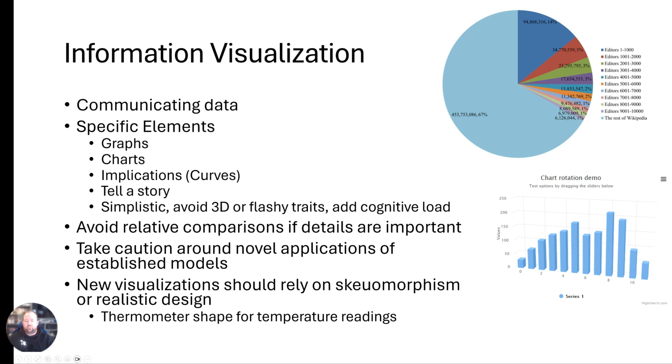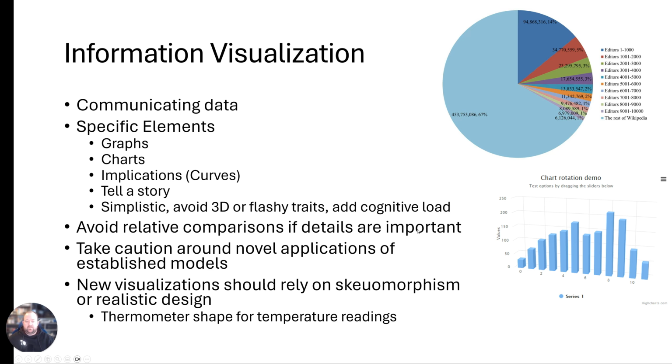Now information visualization. We'll go into this in a little more detail later too, but just the basics, right? We use information visualization to communicate data. This is leveraging our visual processing to understand what would basically be considered textual or auditory information. So we use charts and graphs, they tell a story, they can be simplistic and should be. Avoid 3D or flashy traits because they just add cognitive load, but they don't actually help your understanding typically.